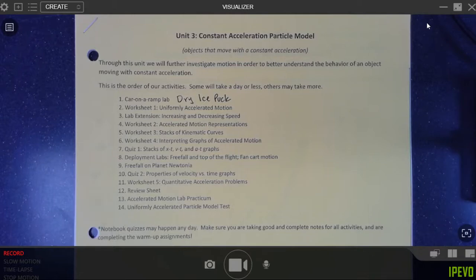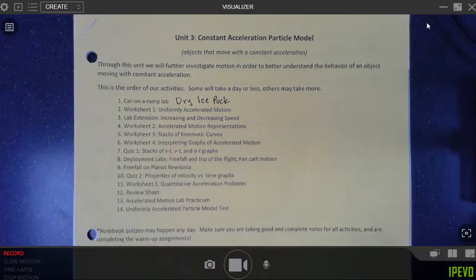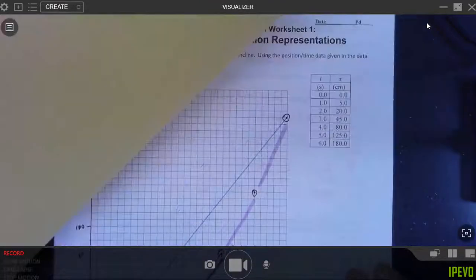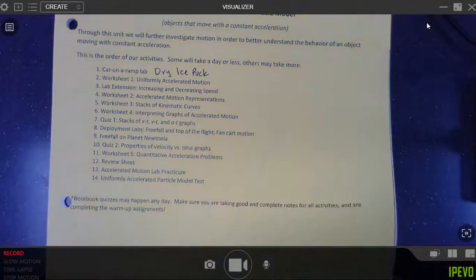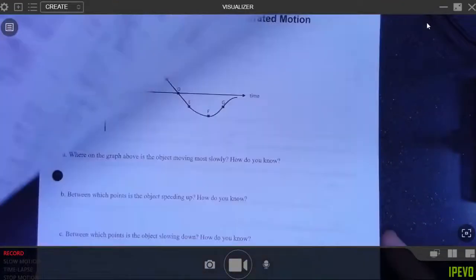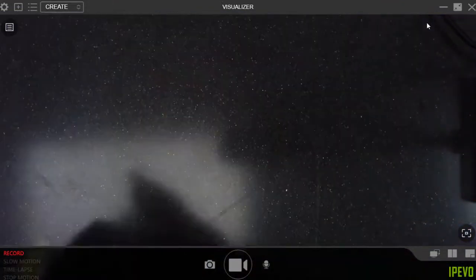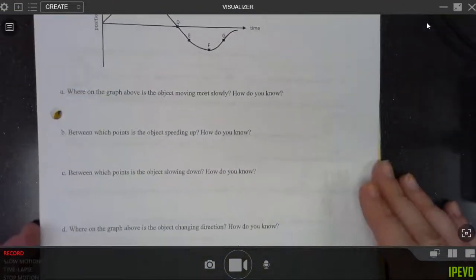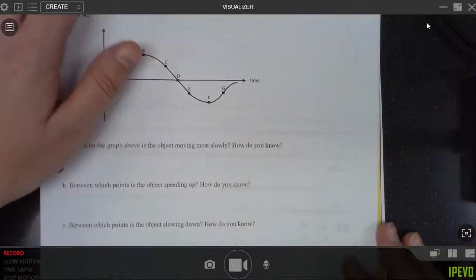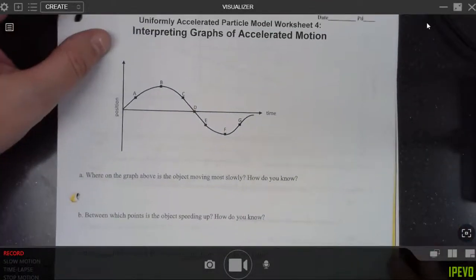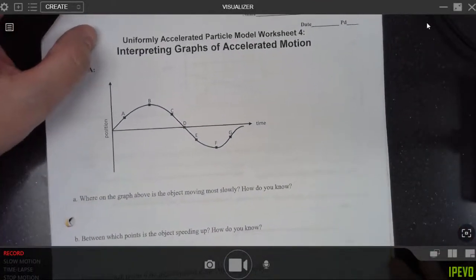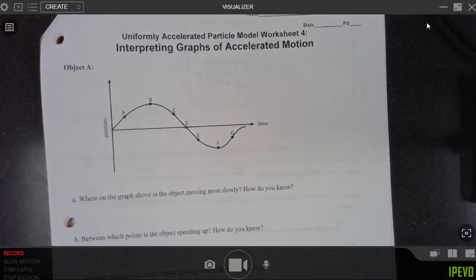Today I just want to talk about worksheet number 4 and go over that stuff so that we can see if we can do Planet Newtonia from home tomorrow. What do you guys think of this? Was it okay? Is it starting to feel a little bit better? I'm trying to figure out how we can work a lab in that's not going to make us all crazy.